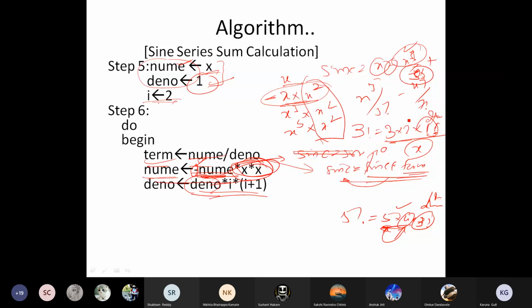Ma'am, your voice is not clear. So this is the denominator. Multiplication 3. So hello, am I audible now?